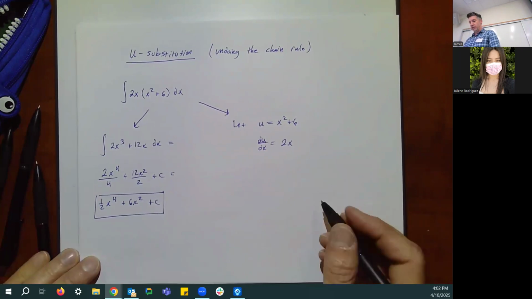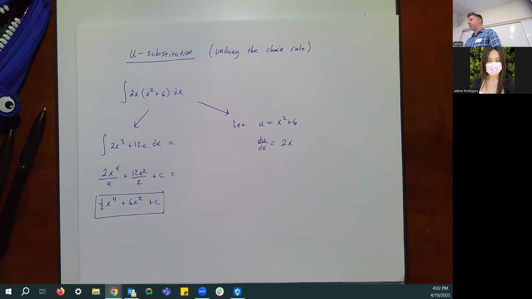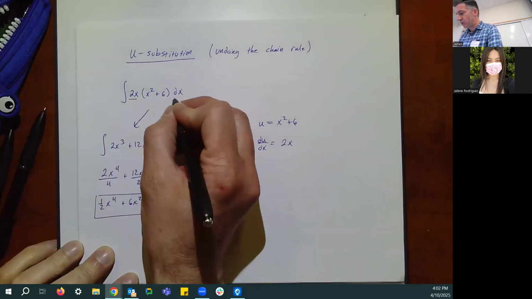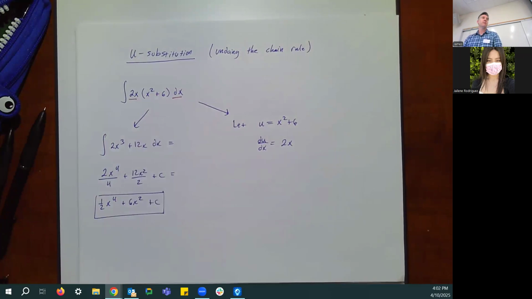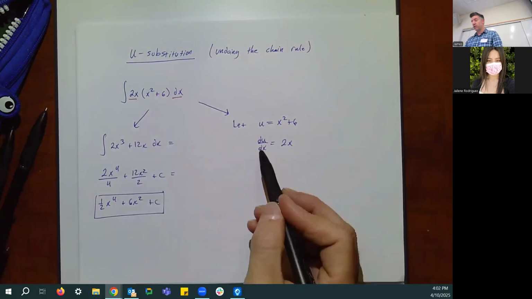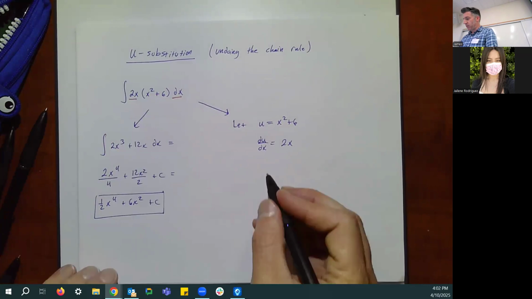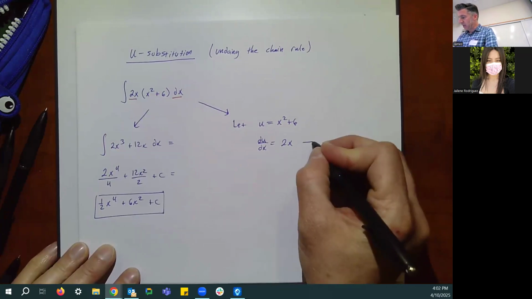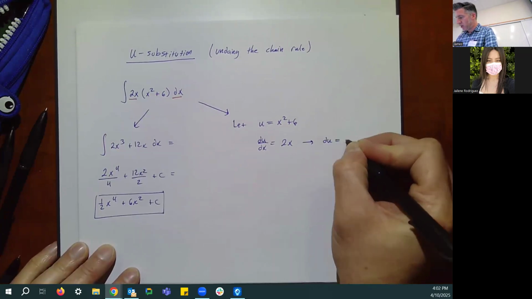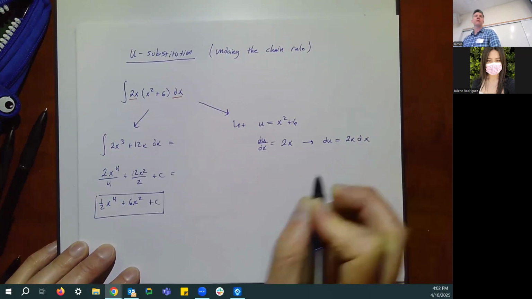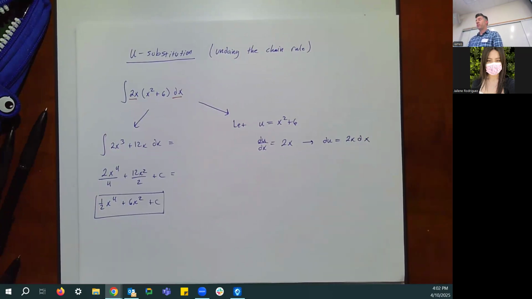So I prefer to say, oh, look, my integral has a 2x multiplied by dx. So I'm going to make this equation look like that. So I'm going to multiply both sides by dx and say, great, I have du equal to 2x times dx. And then I'm going to start replacing things in my integral.